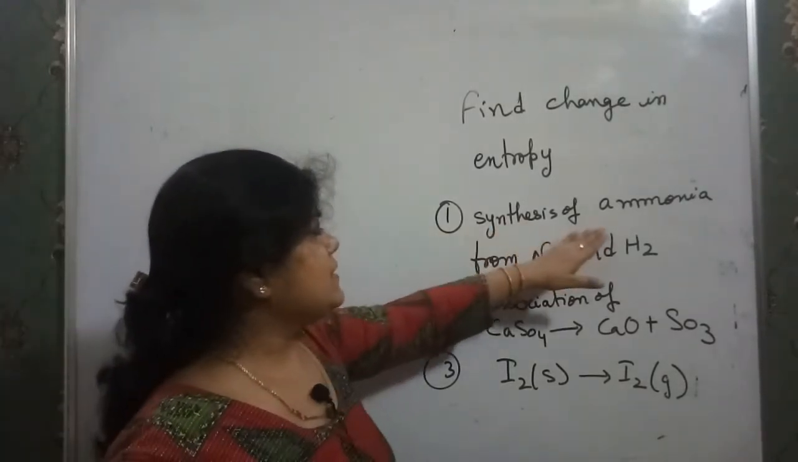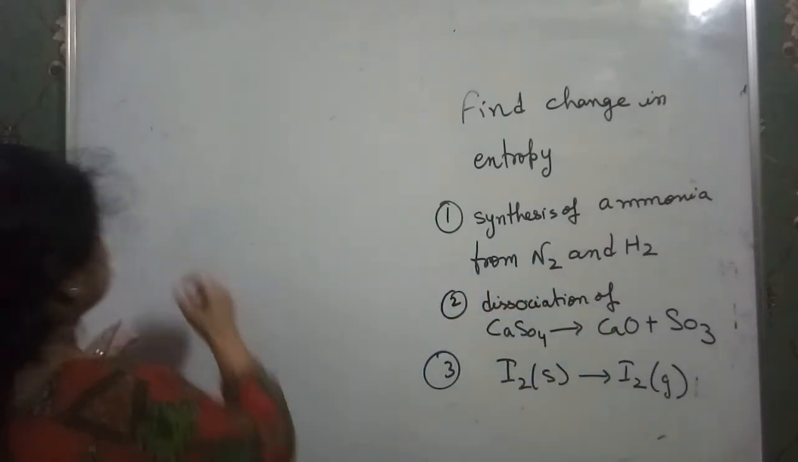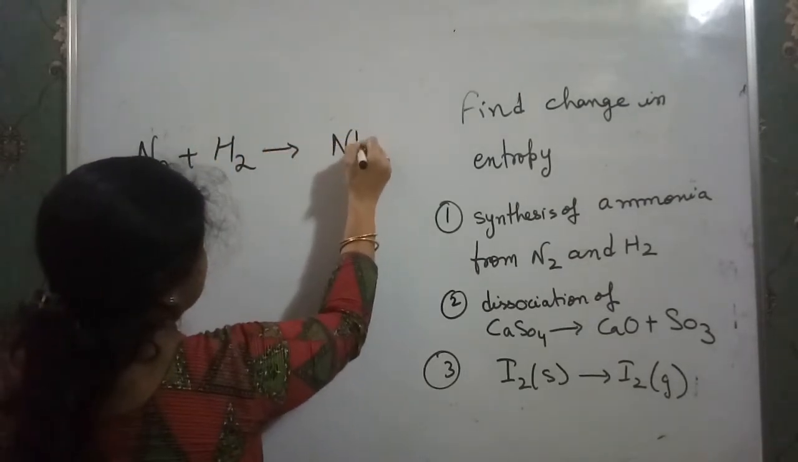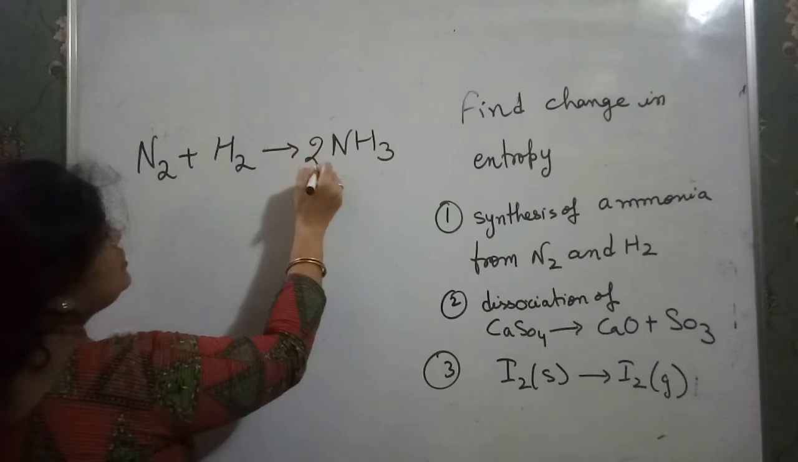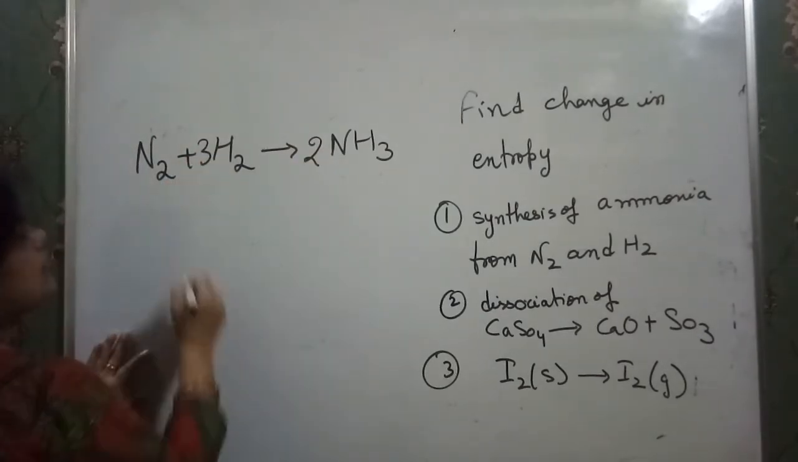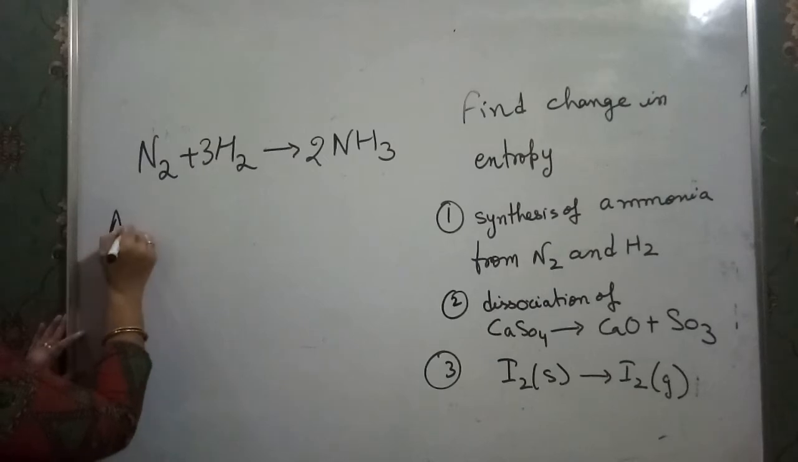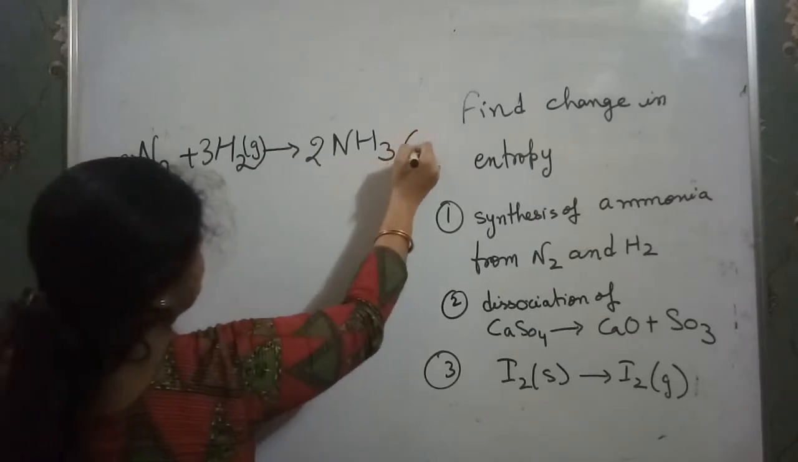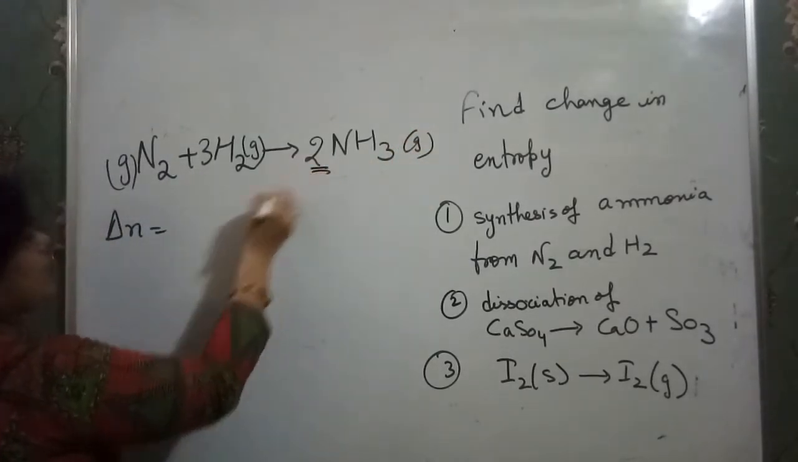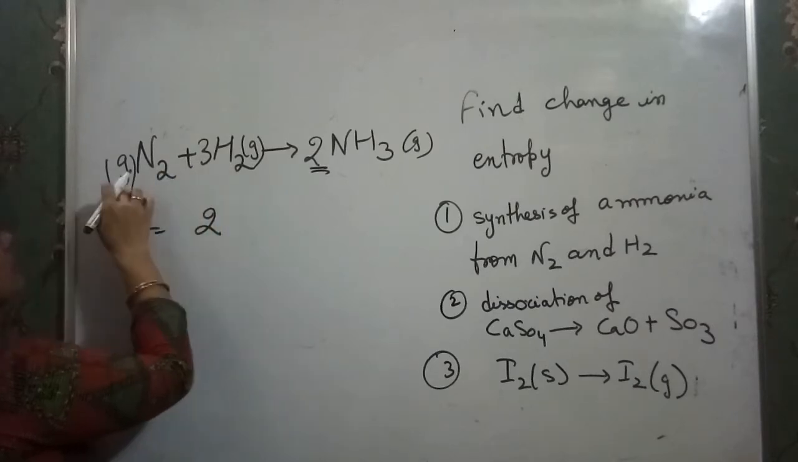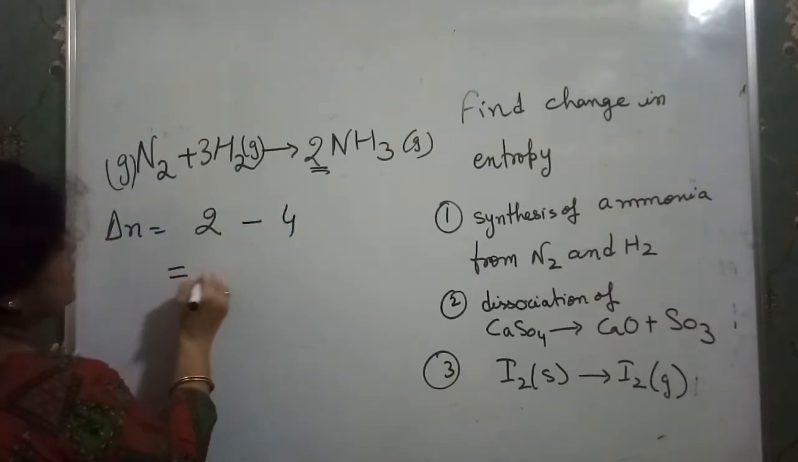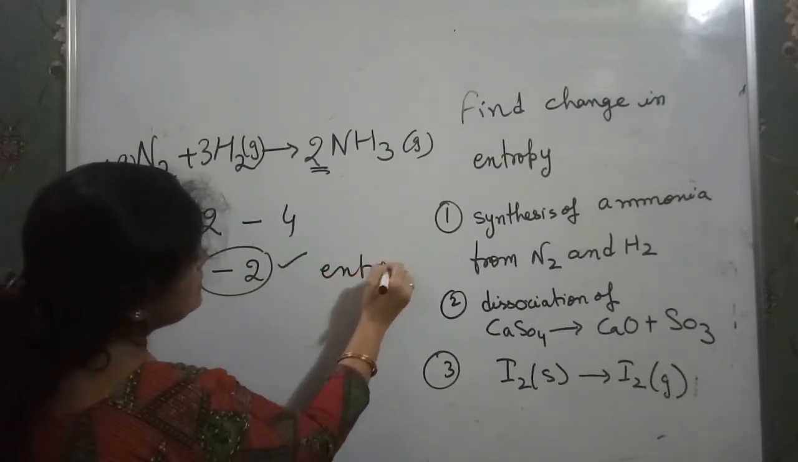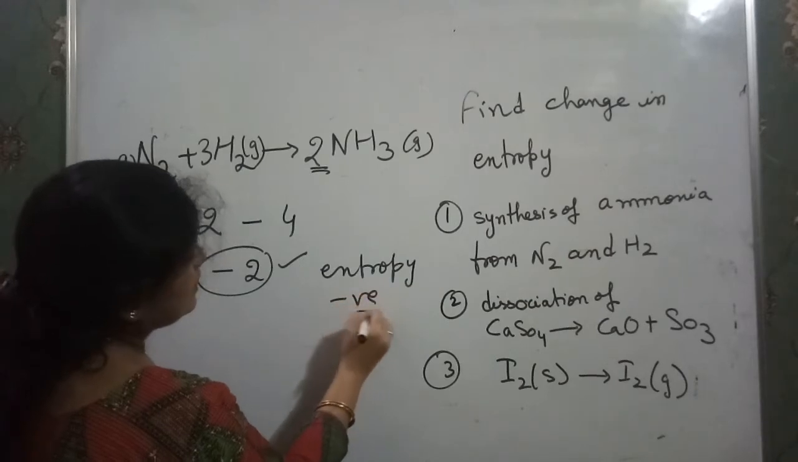First one is synthesis of ammonia from nitrogen and hydrogen. As we know the reaction, nitrogen reacts with hydrogen, it forms ammonia. Clear? Now we balance it, so it is 2 and it is 3. Clear? Now we have to find the number of moles, because all of them are gases, so we take only the gaseous state for finding the number of moles. So here the product is 2 moles and here 3 plus 1, that is 4 moles. So we get the value negative. So as the value is negative, our entropy here is negative. Clear?